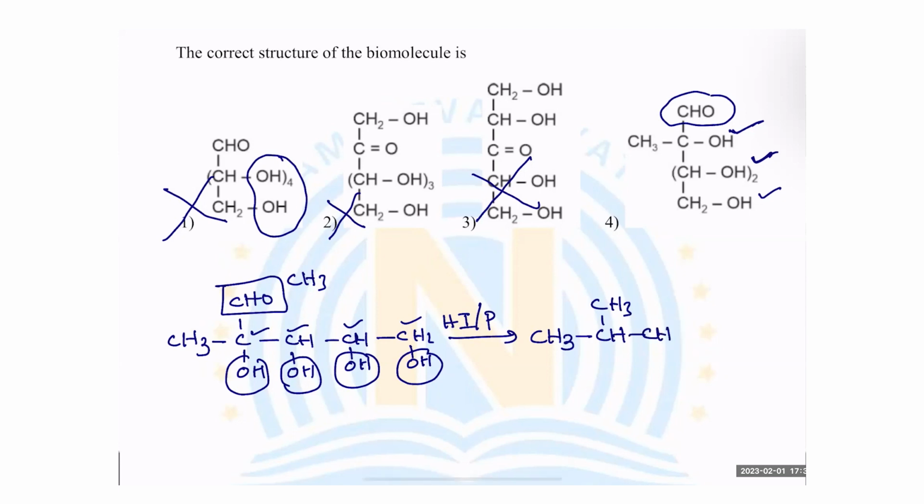So the product you are going to get is CH3, CH2, CH2, CH2, CH3. So totally here 1, 2, 3, 4, 5 carbons. So here this is CH3, CH3.